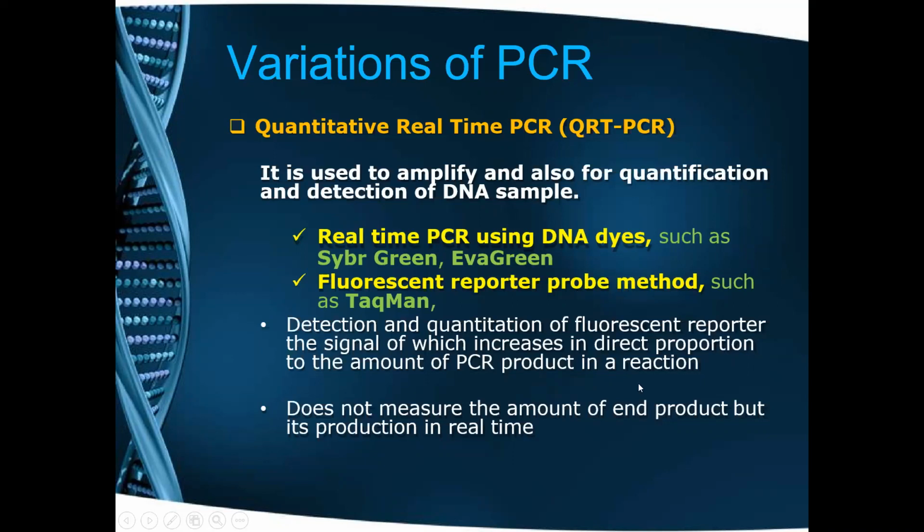Now, detection and quantification of fluorescent reporter, the signal of which increases in direct proportion to the amount of PCR product in a reaction. That means the fluorescent reporter measures how much amount of DNA is produced. It does not measure the amount of end product, but its production in real time. So in real time, you get the idea of how much amount of DNA is produced in each step. But in the TaqMan method, that means the fluorescent method, at the end of the experiment, you come to know how much amount of DNA is produced.